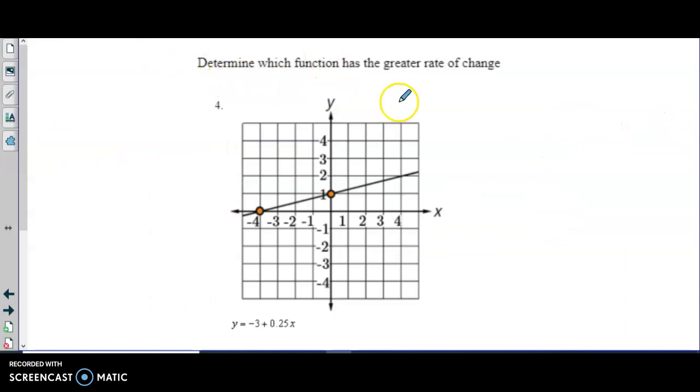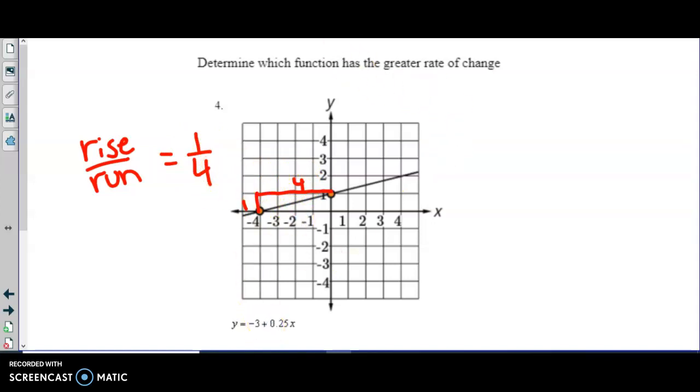Determine which function has the greater rate of change. All right, so we're starting with a graph. So we're going to use rise over run to find the slope or the rate of change. We're going to rise up 1, and we're going to run over 1, 2, 3, 4. So my slope would be 1 over 4.